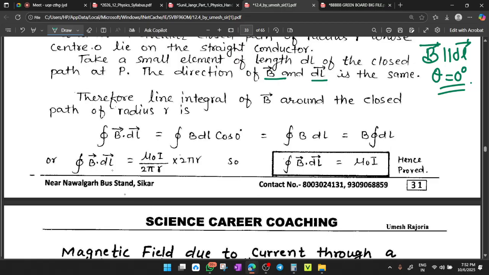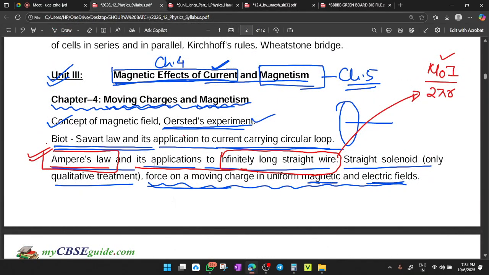The integral of dl is the full length. So place the value of B here: it is equal to mu naught I upon 2 pi r, and the length integration equals 2 pi r. 2 pi r gets cancelled out and will give you the integral of B dot dl equals mu naught into I. Right? So this is the proof of Ampere circuital law.